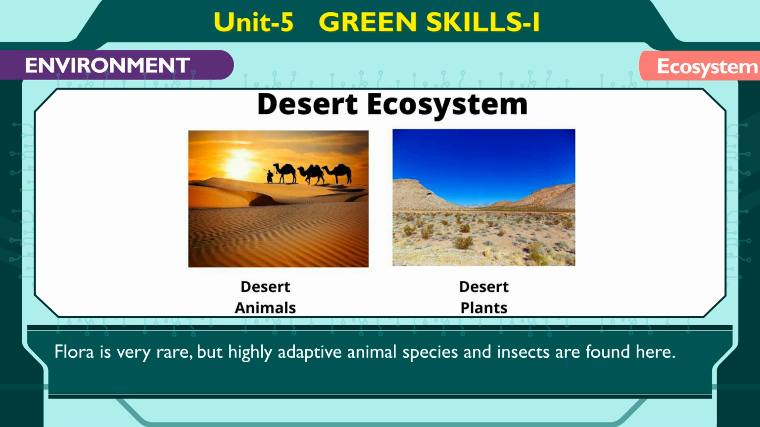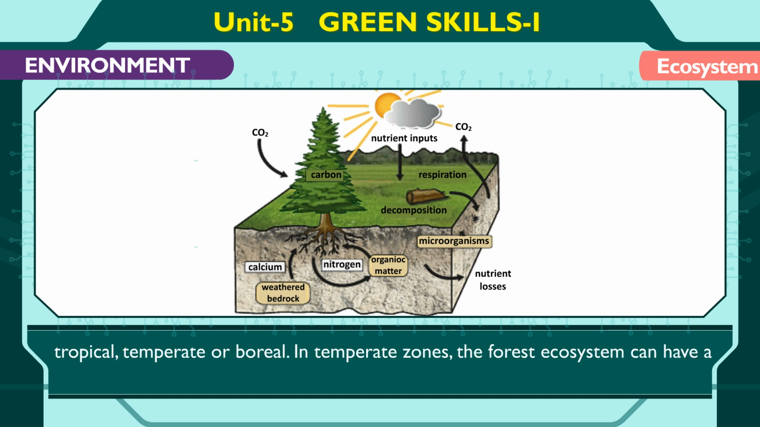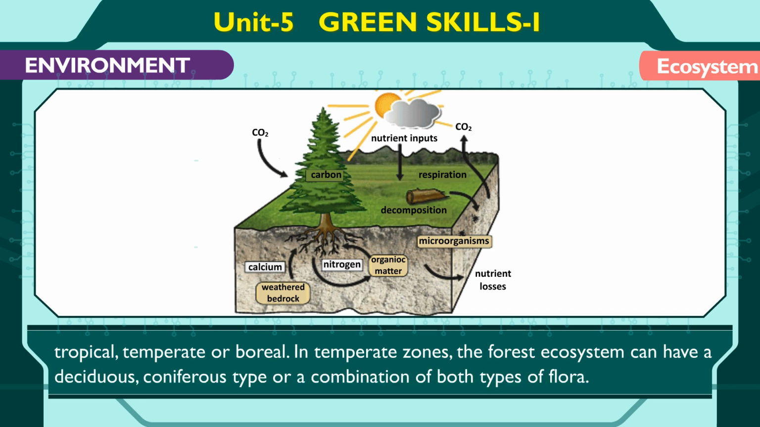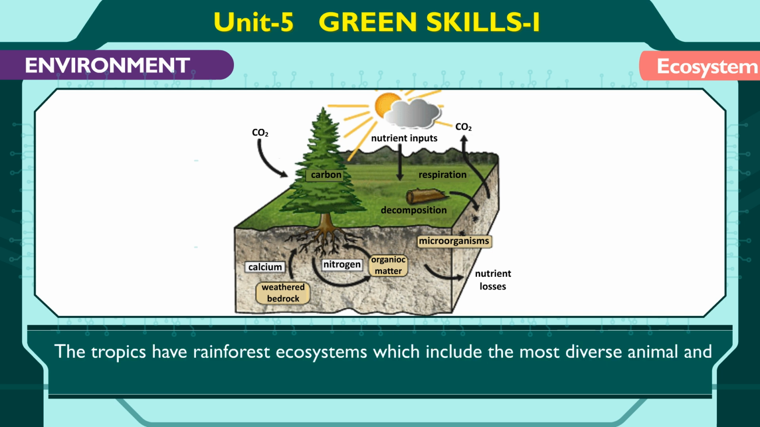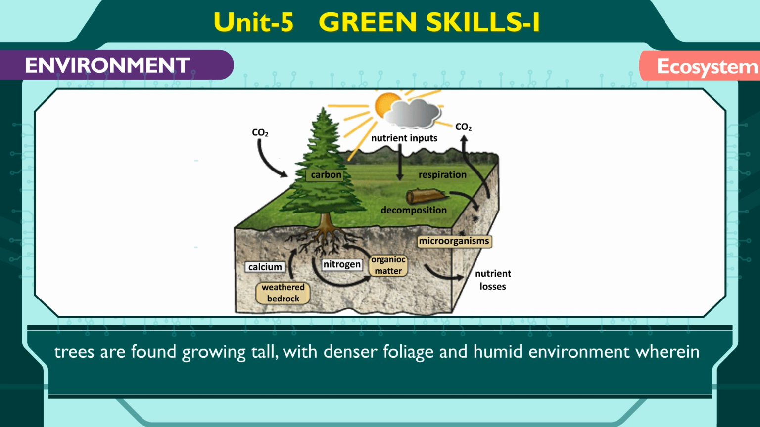Flora is very rare, but highly adaptive animal species and insects are found here. Forest ecosystem. The forest ecosystem is classified on the basis of the climate, which can either be tropical, temperate, or boreal. In temperate zones, the forest ecosystem can have a deciduous, coniferous type or a combination of both types of flora. The tropics have rainforest ecosystems, which include the most diverse animal and plant ecosystem in comparison to any region on the planet. In this region, trees are found growing tall with denser foliage and humid environment, wherein species are found right from the roots up till the canopy.